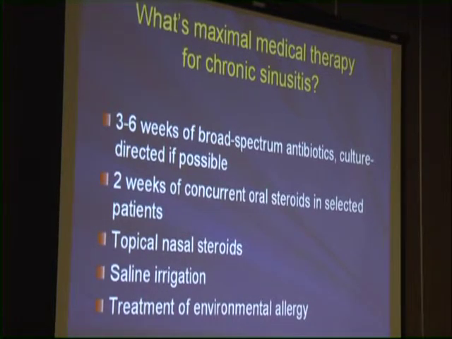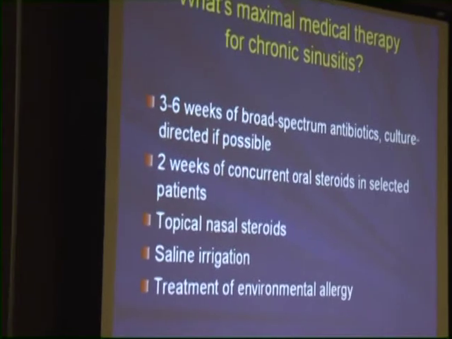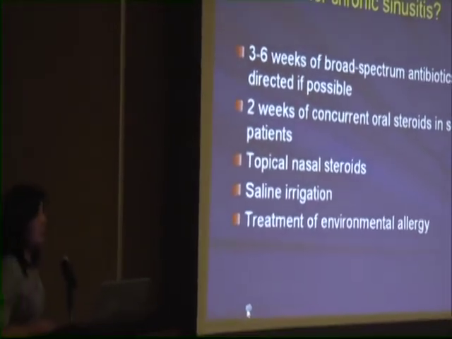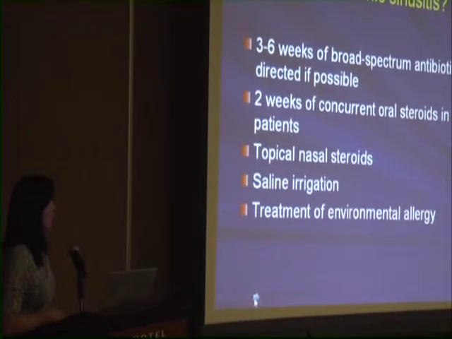So how much medication is too much? That's a question of what's considered to be a maximum medical therapy for chronic sinusitis. It's 3 to 6 weeks of broad-spectrum antibiotics, culture-directed if possible. That's why the sinus culture provides value. 2 weeks of concurrent oral steroids in selected patients. Again, we're very careful giving out oral steroids. Topical nasal steroids, saline irrigation, and also treatment of environmental allergies if it's indicated.